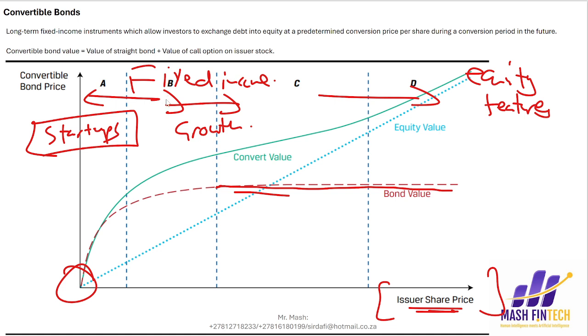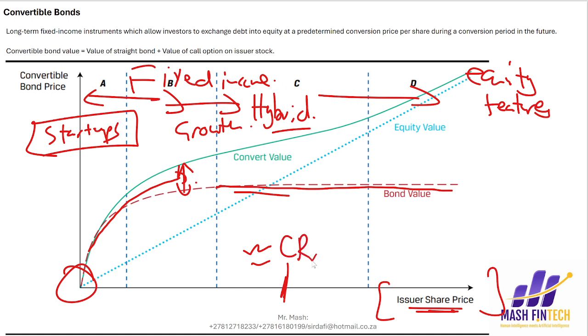Okay, so when you get to B, the value of the bond is closely aligned with expected interest and principal payments. Both bond value and equity value are rising, and they are not far apart from each other. But when you get to C now, remember this is equity-like features or characteristics, this is fixed income. In between here, this is the hybrid case. Okay, and then in the hybrid case, the share price is very close to the conversion price or the conversion rate.